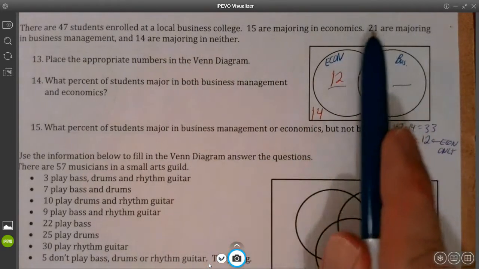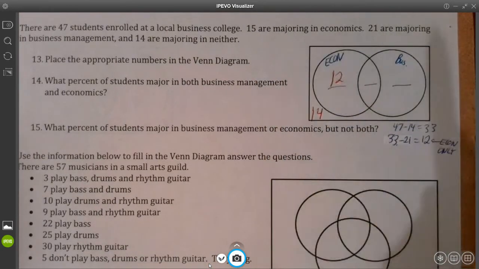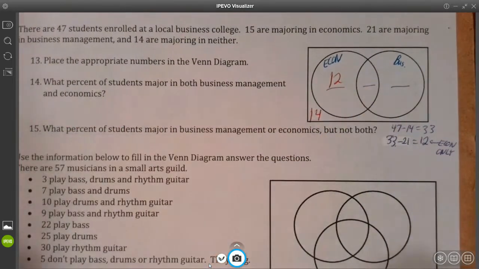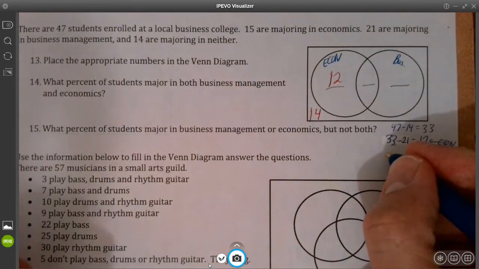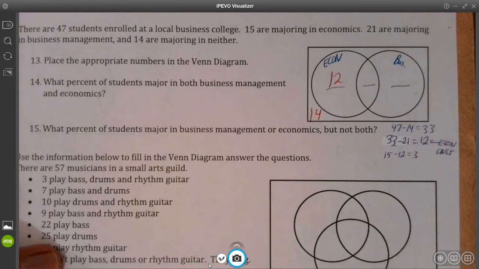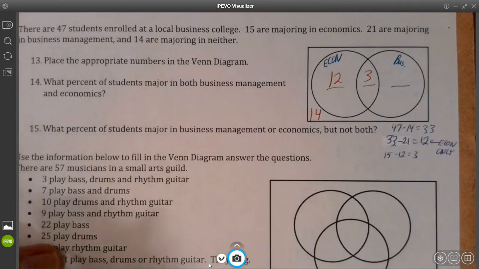Let's see, economics. There's 15 majoring in economics. Well, if 15 are majoring in economics and there are 12 right here, then there must be 3 right here. So I don't want to just put a 3 and then people be like, where'd you get that 3 from? So just in case you need to see it, there it is. These 3 people right here are majoring in economics, but they're also majoring in business. And we can also figure out what that is.